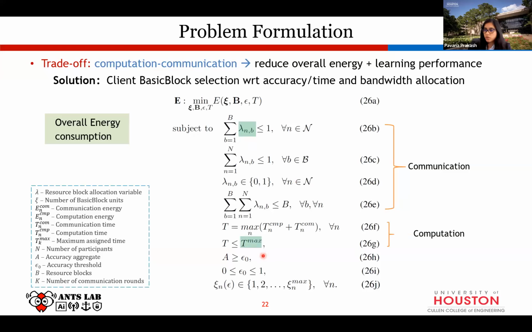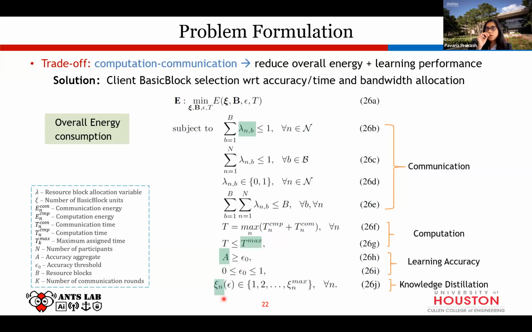So we're trying to minimize the energy while taking care of the communication parameters of resource blocks. For computation, we set a deadline for every round, and we make sure that the learning accuracy is still met. Otherwise, in terms of energy and accuracy, all the parameters would probably be chosen at their minimum. We want to avoid that problem, so we set a threshold for the accuracy that must be met. And for the knowledge distillation parameter, we use these basic blocks.